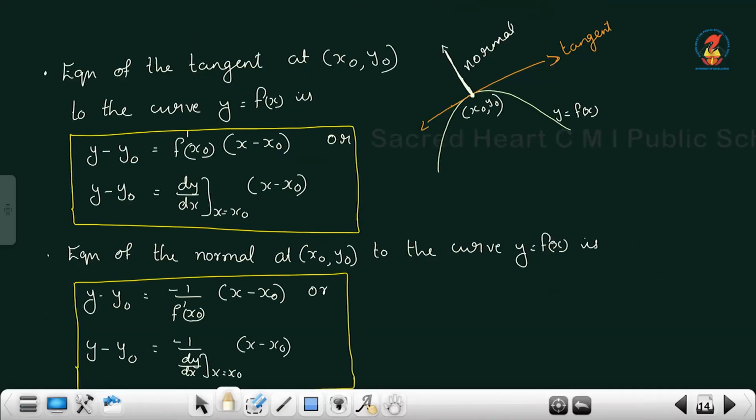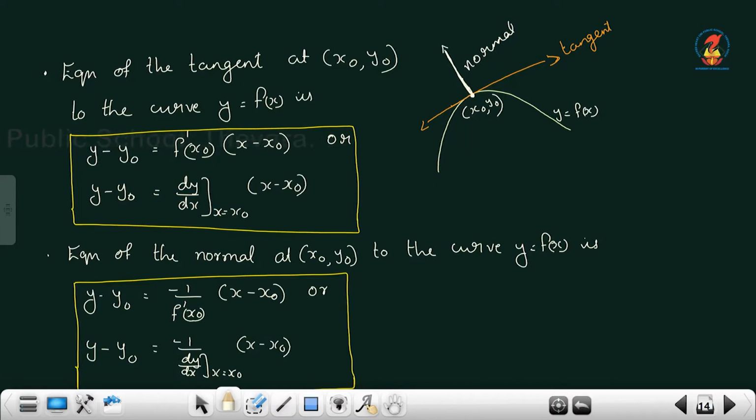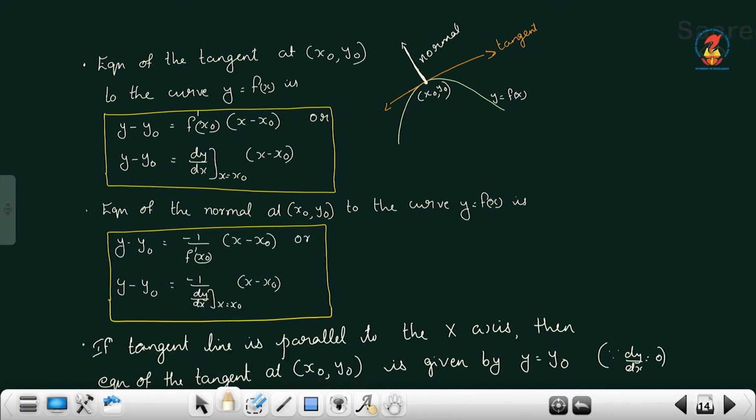So here you have to draw the figure. Draw one curve y is equal to f of x. Mark a point x0, y0. Through that point draw one tangent and normal. Then write the equation of the tangent at x0, y0 to the curve y is equal to f of x: y minus y0 is equal to, another way is here dy by dx at x equal to x0, that is one method to write. The other method is, if y is equal to f of x, you can write f dash x0, the notation for derivative. That way also you can represent. So either use f dash or dy by dx. So this is the equation of the tangent.